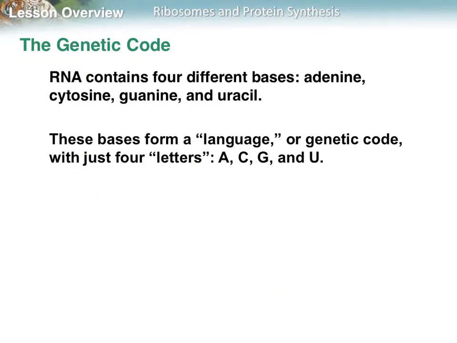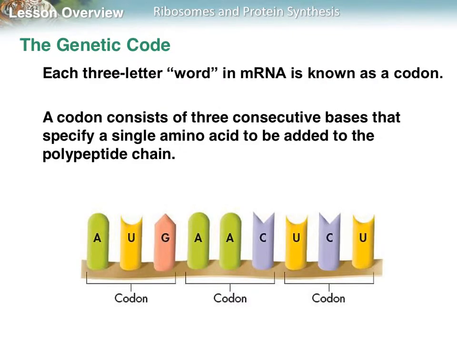RNA contains 4 different bases: adenine, cytosine, guanine, and uracil. And these four bases form a language, or our code, with just 4 letters: A, G, C, and U. Each 3-letter word in a messenger RNA is known as a codon. A codon is 3 consecutive bases that specify what amino acid is to be added next to the chain on the protein.